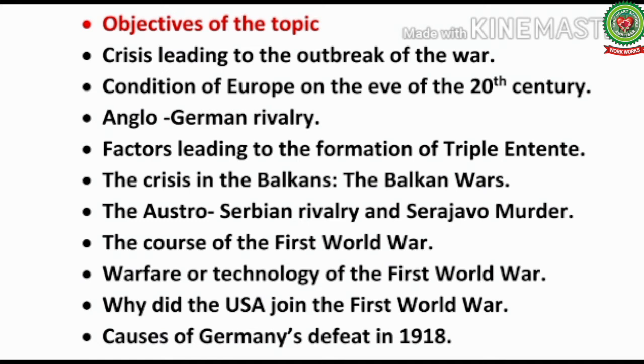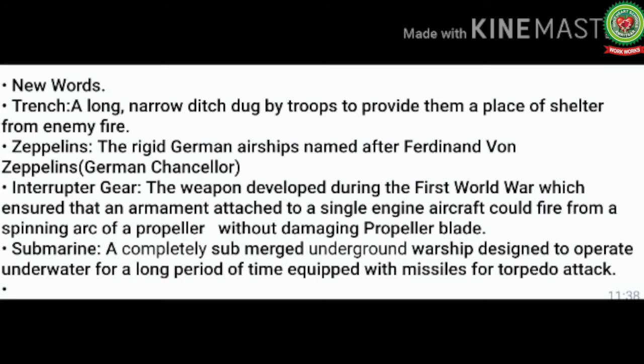In this chapter, we had already discussed many objectives, like crisis leading to the outbreak of the war, condition of Europe on the eve of the 20th century, Anglo-German rivalry, factors leading to the formation of Triple Entente, the crisis in the Balkans, the Austro-Serbian rivalry and Sarajevo murder. In the last session, we had discussed the course of the First World War, the actual battles of the First World War, and in this module, we are going to discuss the warfare or the technology which was used in the First World War. Before discussion of the topic, we will discuss the new words related with this topic.